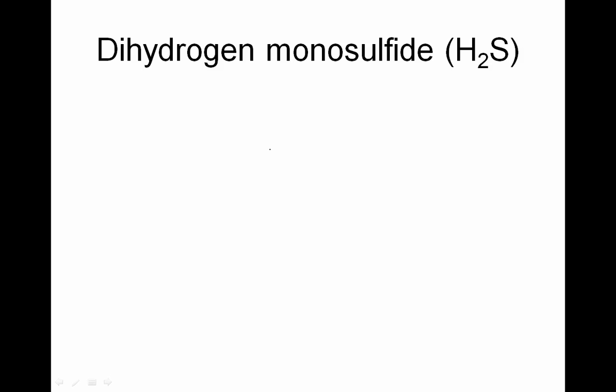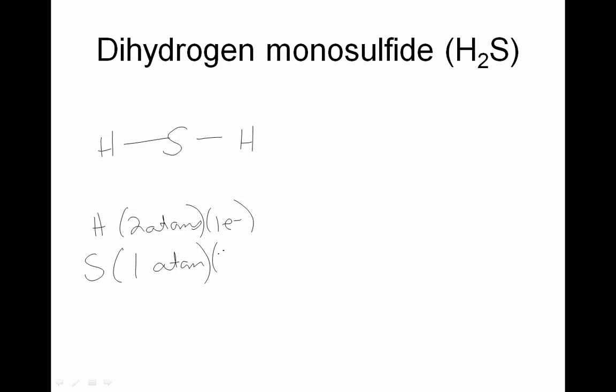Last example, dihydrogen monosulfide. Sulfur has to go in the middle because hydrogen never goes in the middle. Hydrogen, we have 2 atoms times 1 electron from each one. Sulfur, we have 1 atom, 6 electrons each. Total of 8 electrons. So this must be the structure for dihydrogen monosulfide.